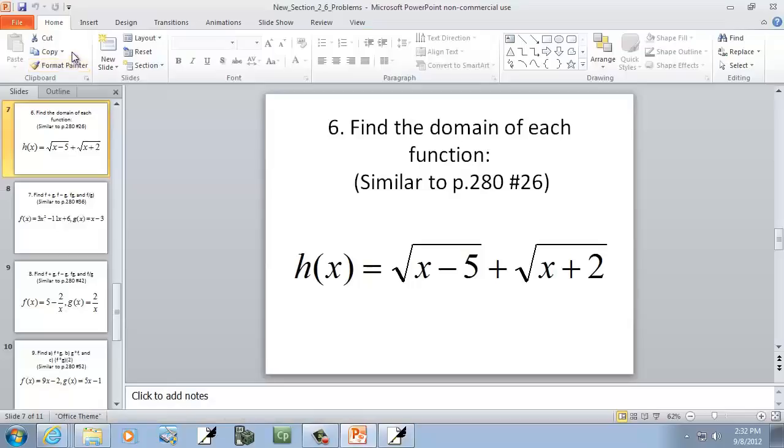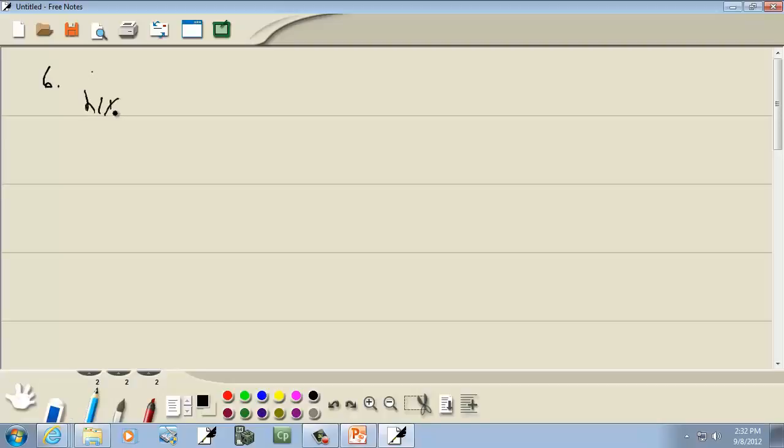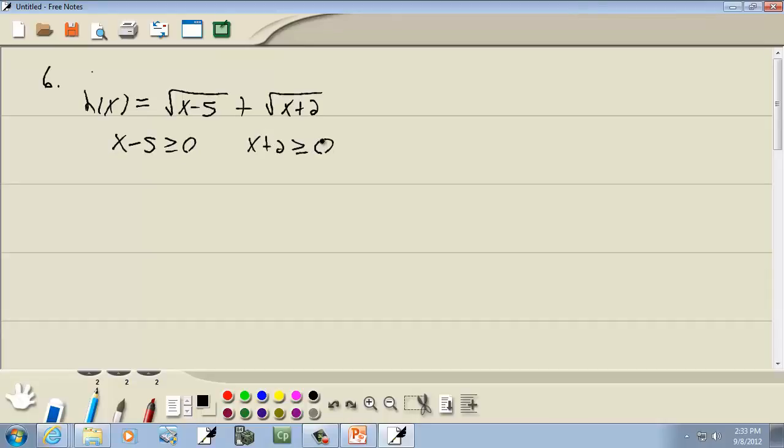So we got h of x is equal to the square root of x minus 5 plus the square root of x plus 2. We got two radicals with even indexes. Well, we'll do the same thing. We'll set both of them greater than or equal to 0. Just like when we had two fractions, we worked with both denominators. Well, then we'll solve this. This gives us x is greater than or equal to 5, and this one gives us x is greater than or equal to negative 2.